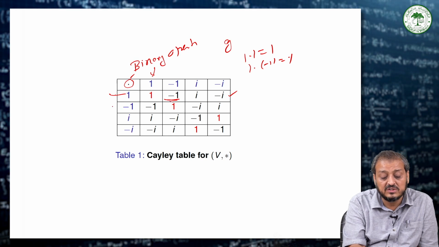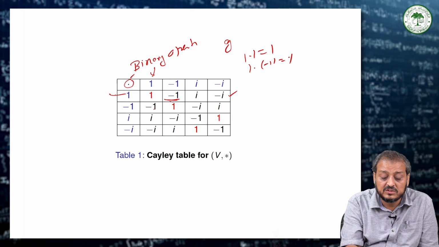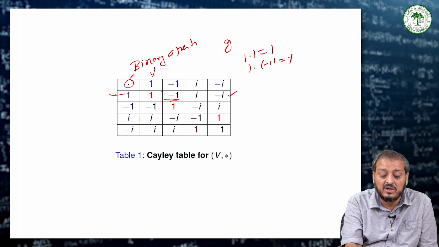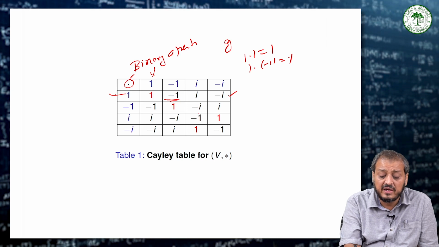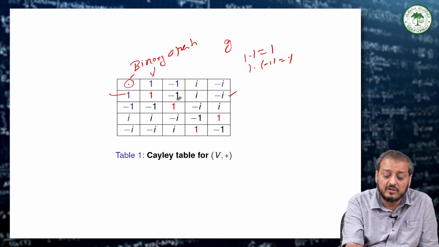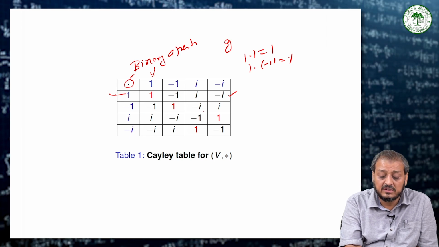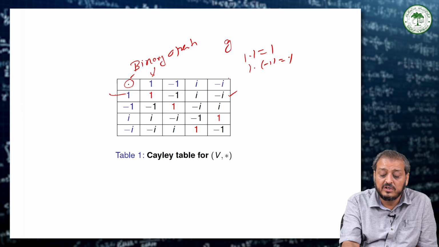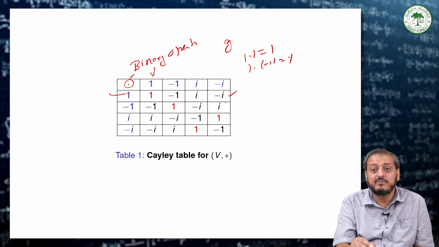Similarly, for G, minus 1 into 1 is minus 1, and minus 1 into minus 1 is equal to 1. And similarly, minus 1 into I is equal to minus I, minus 1 into minus I is equal to I, and similarly all the other elements.